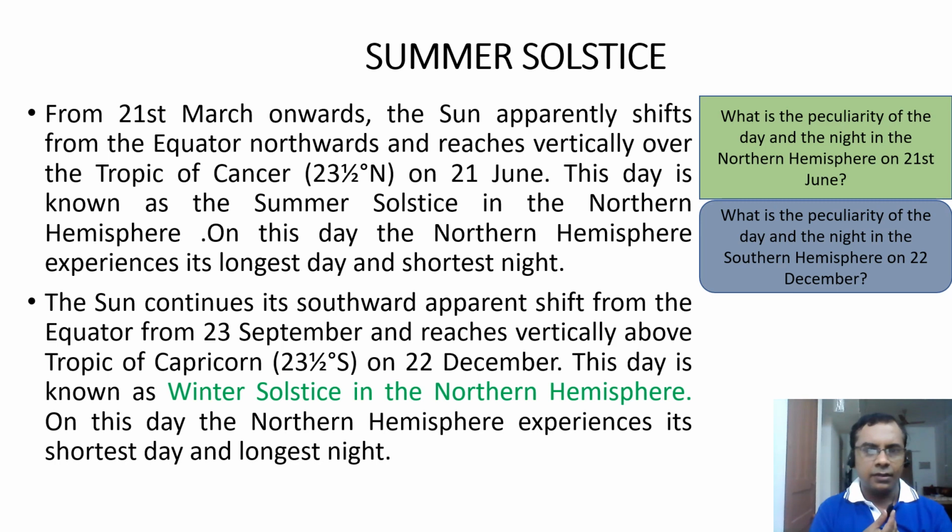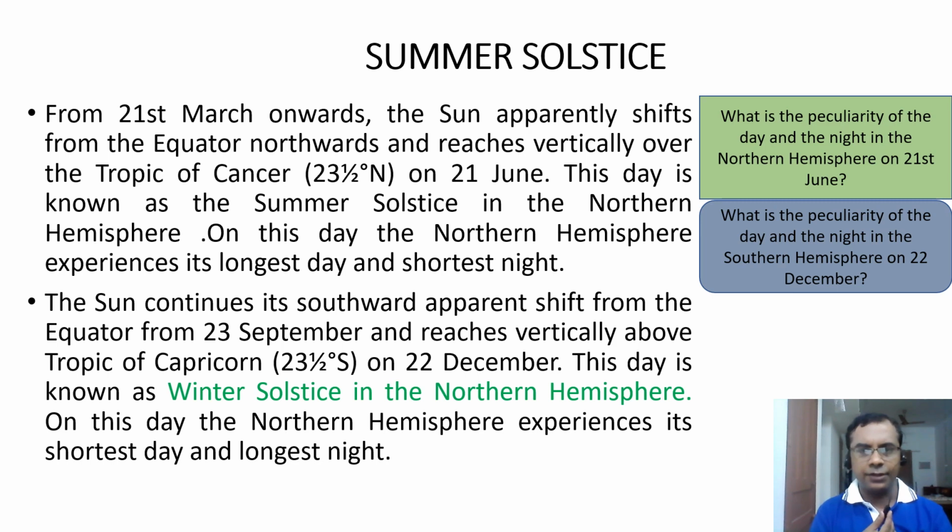Now we can study about summer solstice. We can expect a question from SSLC, that is about what is the peculiarity of the day and night in the northern hemisphere on 21st of June. That is, from the 21st March onwards, the sun apparently shifts from the equator northwards and reaches vertically over the Tropic of Cancer, that is the 23.5 degree north, on 21st June. This day is known as the summer solstice in the northern hemisphere. On this day, the northern hemisphere experiences its longest day and shortest night.